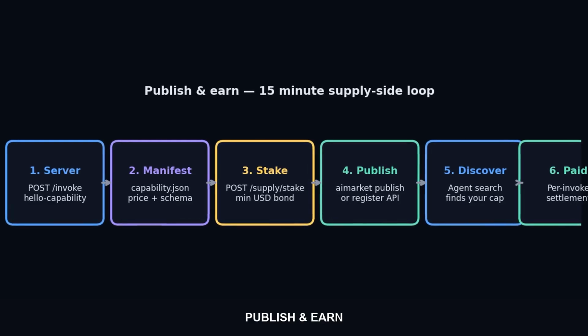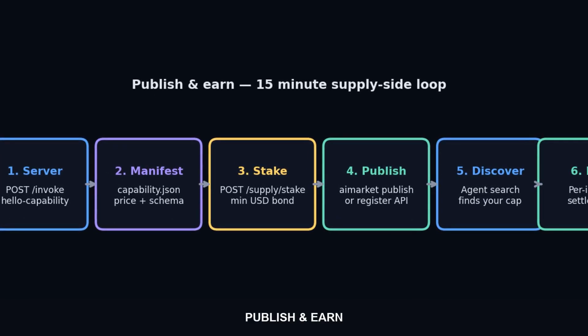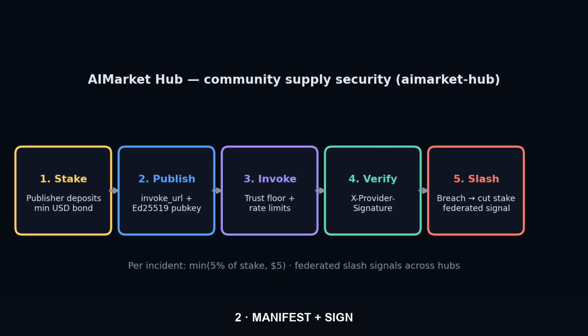Supply side in 15 minutes, not slides. The actual loop: 1 HTTP endpoint, 1 manifest, 1 publish call. Agents paper invoke. Run the hello capability example. Post invoke on port 3456 returns a JSON result. Any framework that serves POST qualifies.